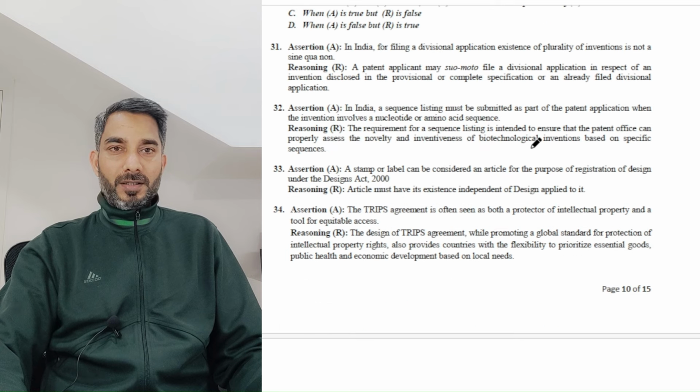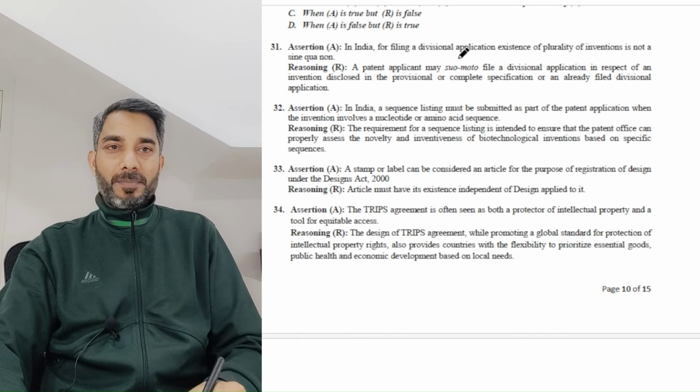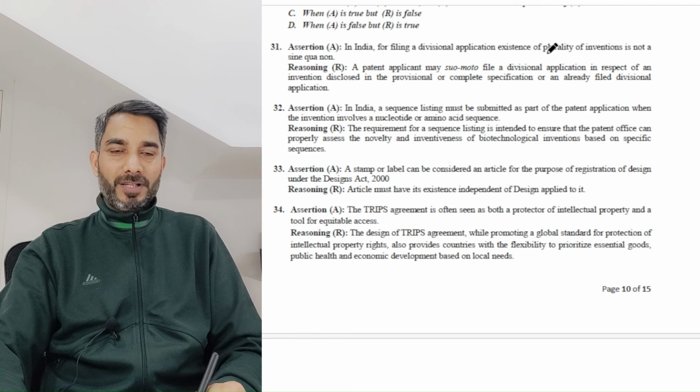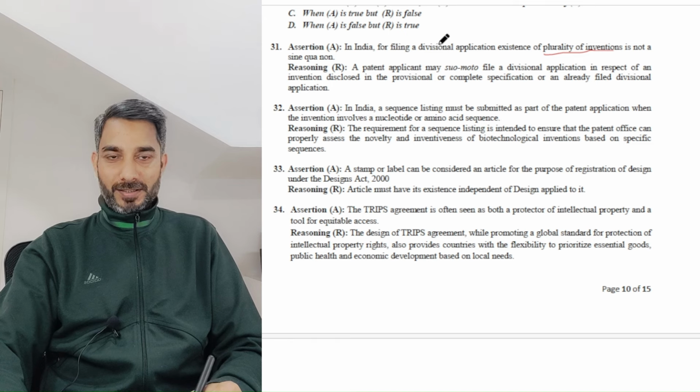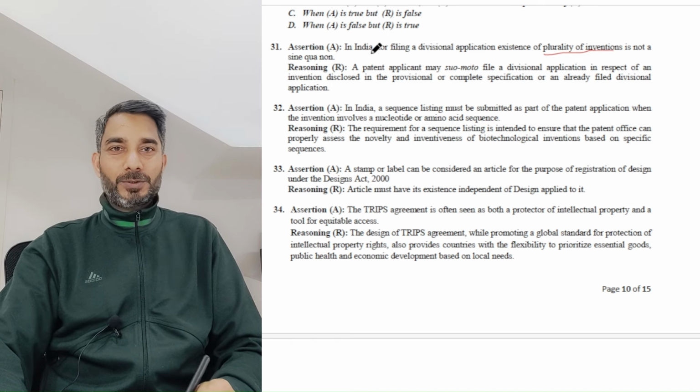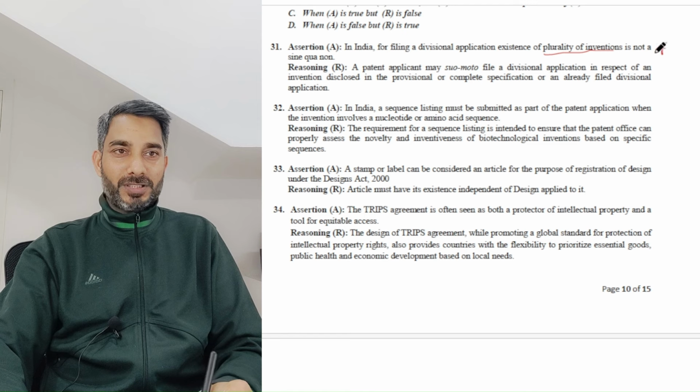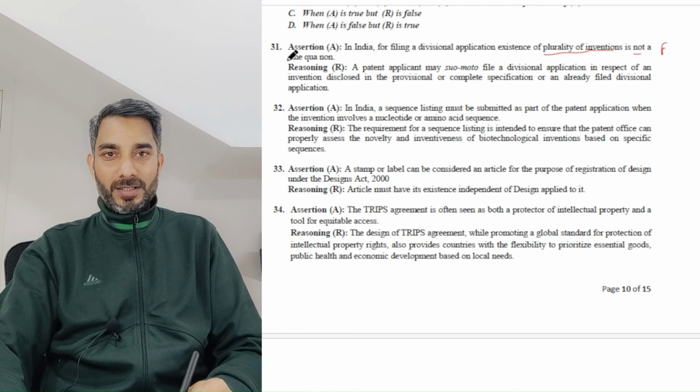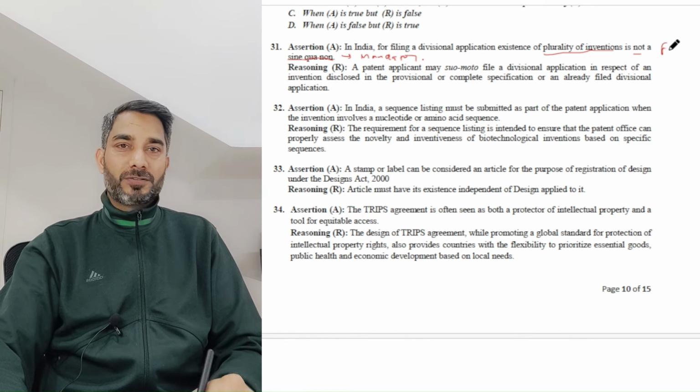Moving to 31. In India, for filing a divisional application, existence of plurality of inventions is not a sine qua non. Basically, is it mandatory or not? So divisional application, of course, you need to have plurality of inventions to be there in your application for you to divide the application. So this is false because it says not, and this one is nothing but a legal way of saying is it mandatory or not. So in our case, this is actually mandatory. So this is false for sure.